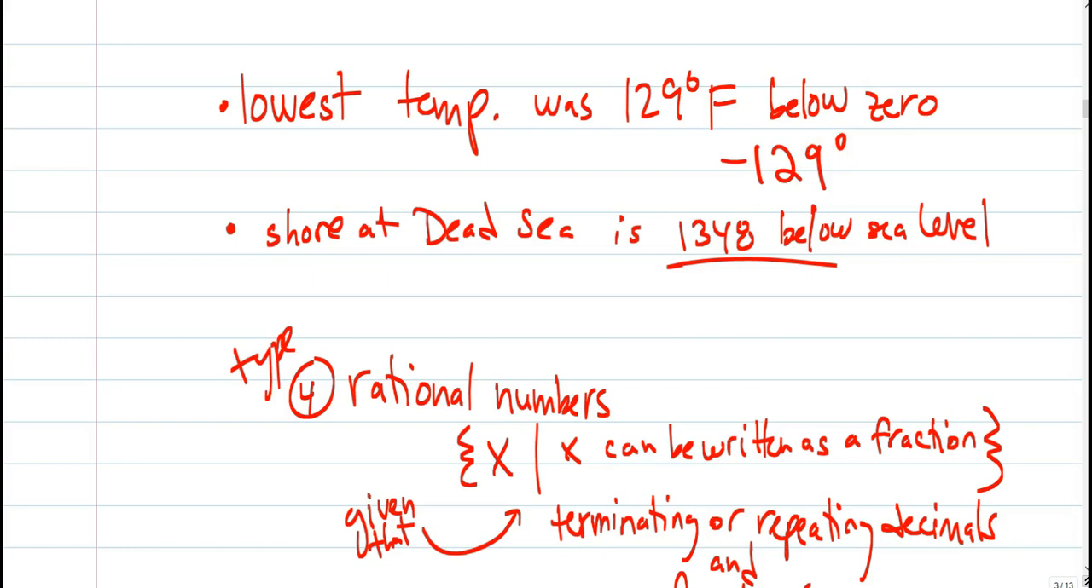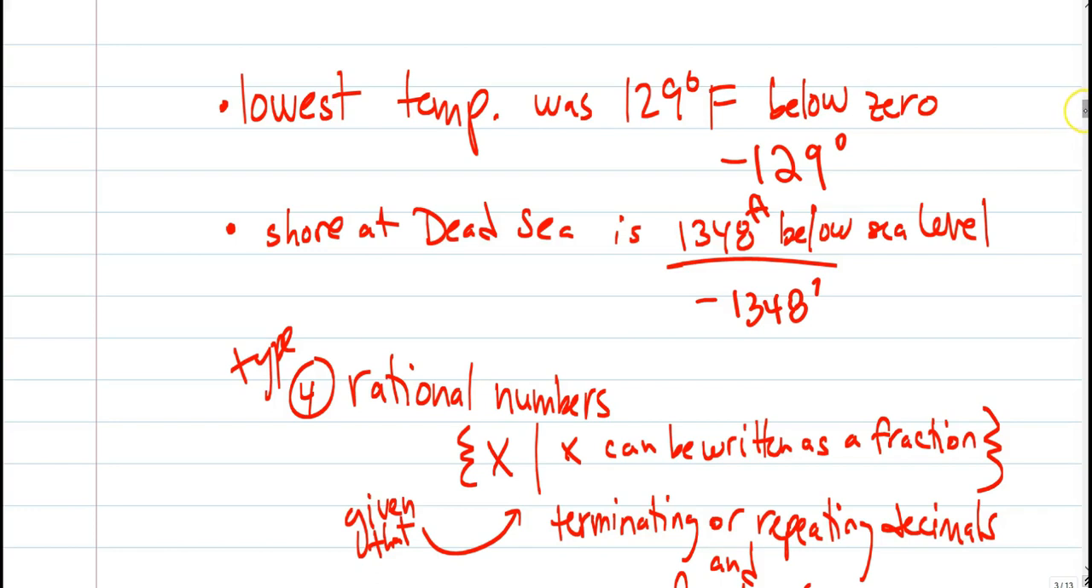The shore at the Dead Sea is 1,348 feet below sea level. I forgot to put feet in there, but I'll throw it in. Feet below sea level. What does that below sea level do? Well, if I was talking about the elevation, that would mean we would not have a positive elevation, we would have a negative elevation, or negative 1,348 feet. That would be the elevation for the shore at the Dead Sea. So you can have elevations that are above the sea, positive elevation. You can have elevations that are below the sea, negative elevation.